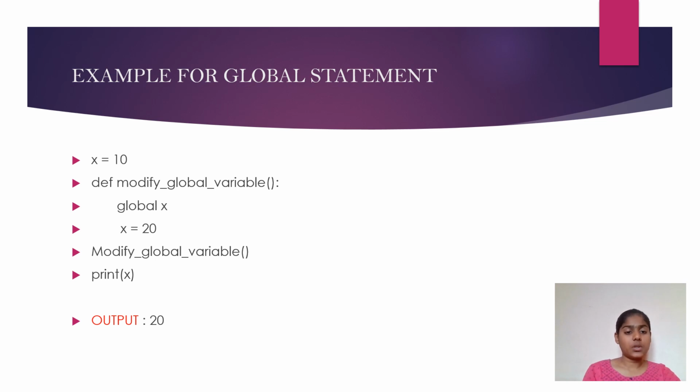x = 10, def modify_global_variable(): global x, x = 20. modify_global_variable(), print(x). The output we get is 20.